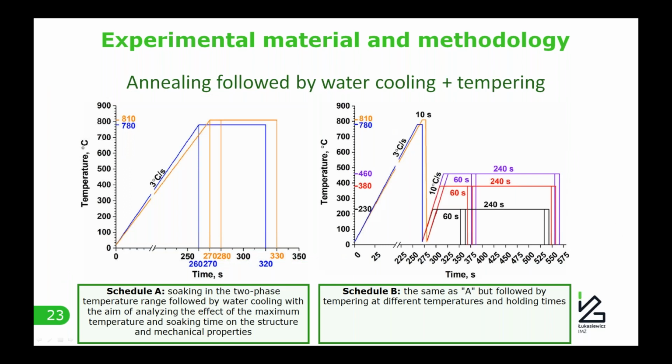The maximum temperature, soaking time at this temperature, and tempering time are considered to be fundamental for the continuous annealing process, and these were varied in the performed experiments. All simulation parameters are presented in the figures. Two types of schedules have been performed. Schedule A: soaking in the two-phase temperature range, followed by water cooling, with the aim of analyzing the effect of maximum temperature and soaking time on the structure and mechanical properties. Schedule B: the same as A, but followed by tempering at different temperatures and holding times.